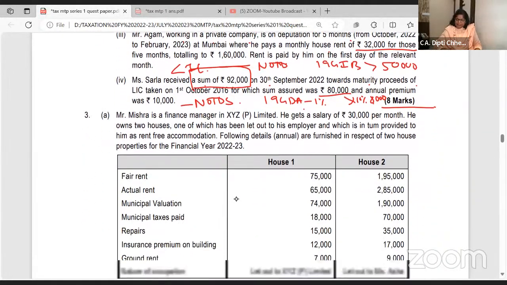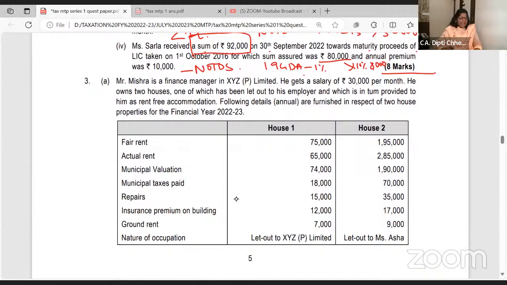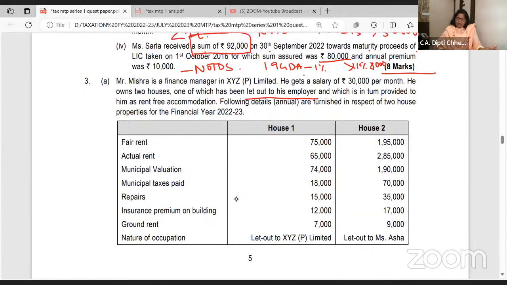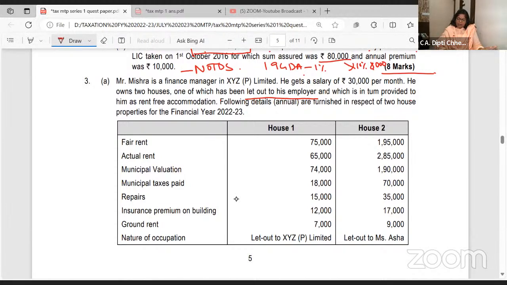Generally, house property is asked as a separate problem, but this is a very nice combined kind of problem. For 7 marks, they have asked: Mishra is a finance manager and he gets 30,000 salary. He has 2 houses which are both let out, and which in turn provides rent-free accommodation.